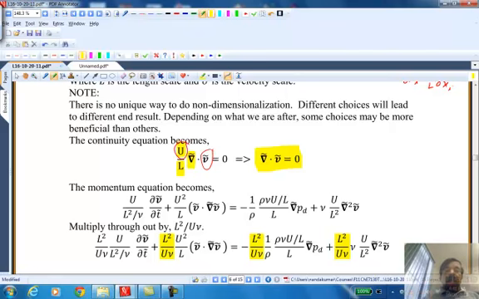Now, let me try to use the color code as much as possible. So v gives rise to u, okay, and t gives rise to L square over nu when I put that into the momentum equation. Okay, so where is this? What is this giving me? U square. Okay, and what is this giving me? 1 over L. Delta gives you 1 over L.